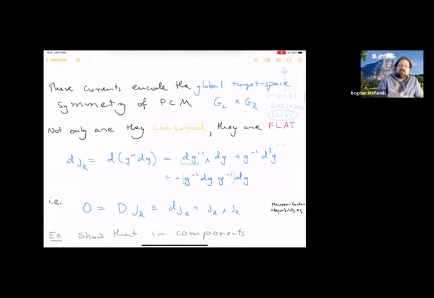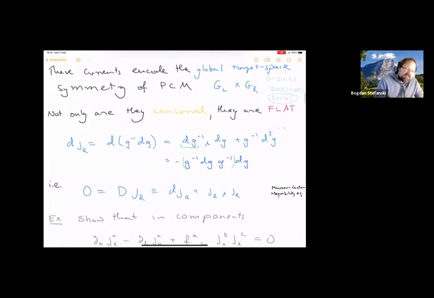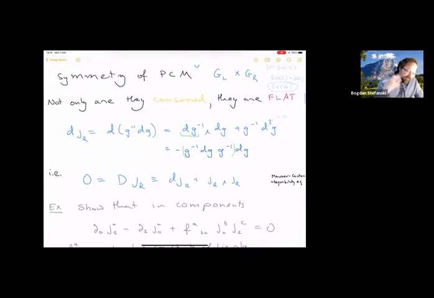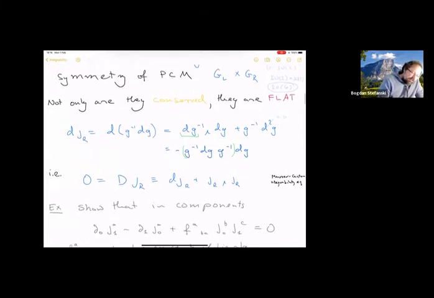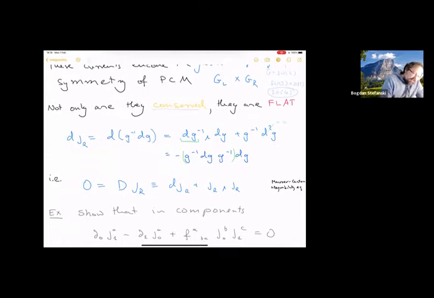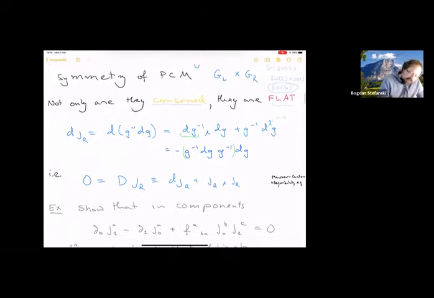Now, we sort of shift gears, right? This kind of thing I could do in any dimension, with a sigma model for example, and I would find such conserved quantities just from the symmetries of the target space. On the other hand, what's special here in 2 dimensions is that not only are these currents conserved, but they're actually also flat. So let's see how that goes.